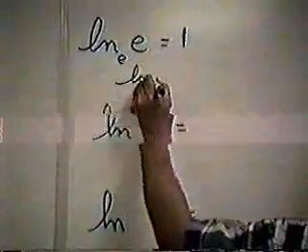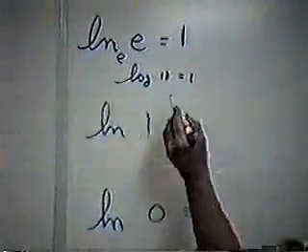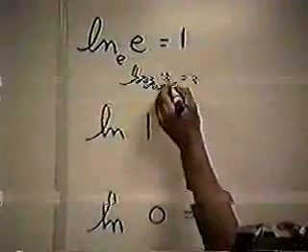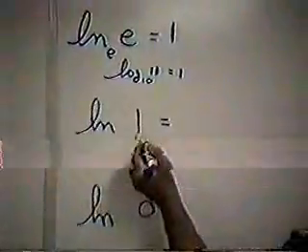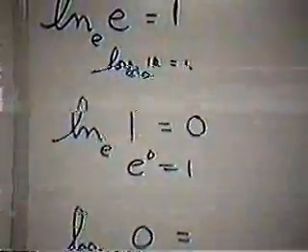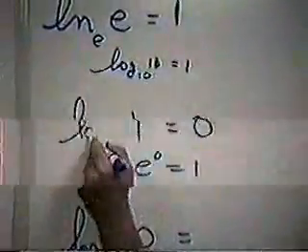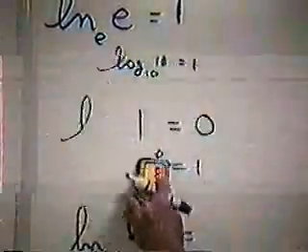The log of 10 is 1, because 10 raised to the first power is equal to 10. All right, the next one that you'll run across many times. What's the log of 1? Well, that's 0. e to the 0 power is equal to 1. So the log of 1 is 0. And it doesn't make a difference whether it's ln or log. The log of 1 base 10 is also 0. So the log of 1 is 0, no matter what the base.